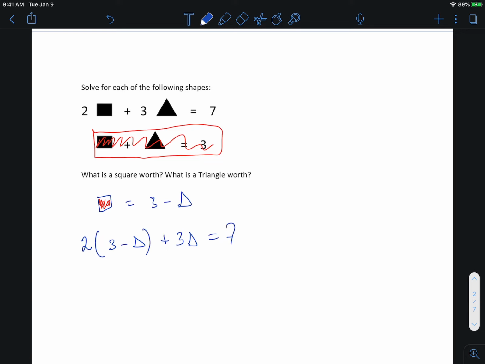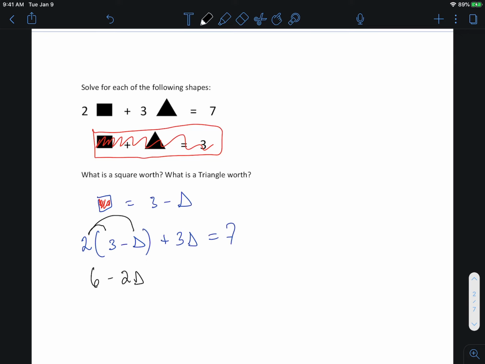Okay, now that's the hard part done. Now all you've got to do is, you've got a 2. The 2 has to go to everything inside the brackets. You remember doing this? Yes. It's attached with multiplication, so you're going to multiply everything inside the bracket. So you're going to go 6 minus 2 triangles. See how I did that?